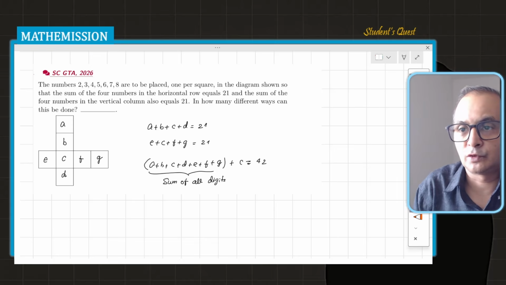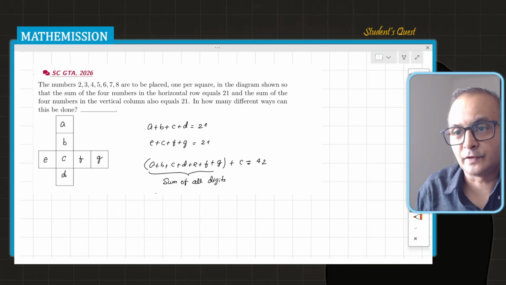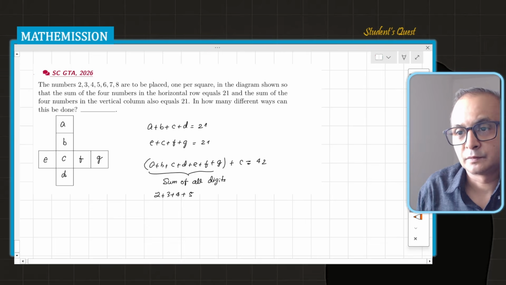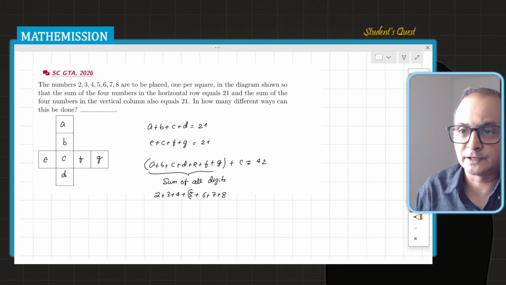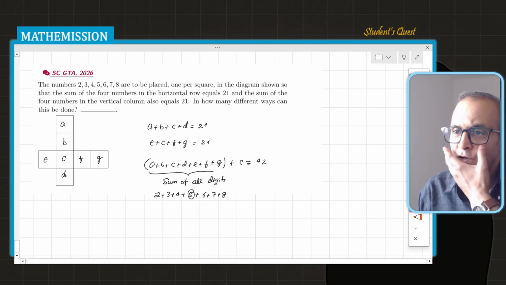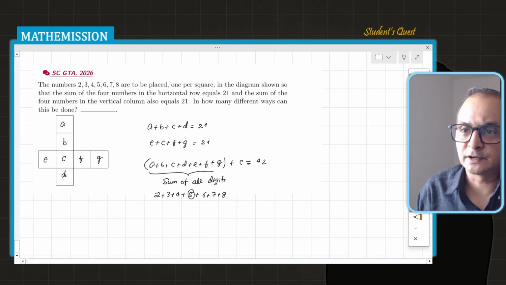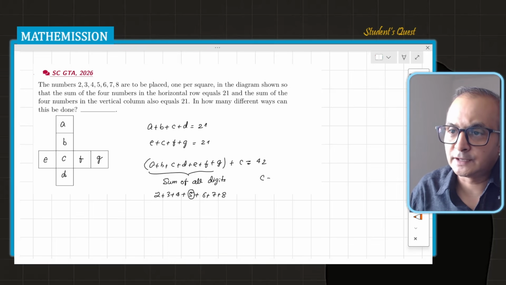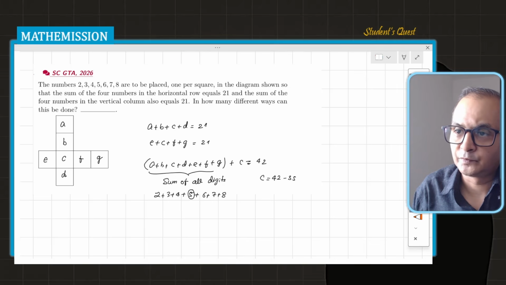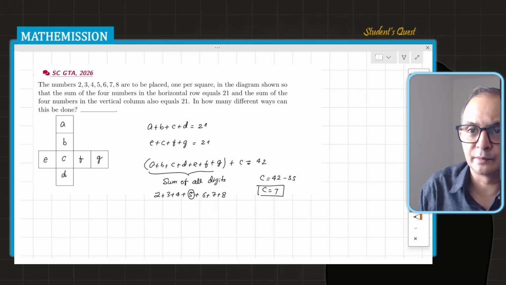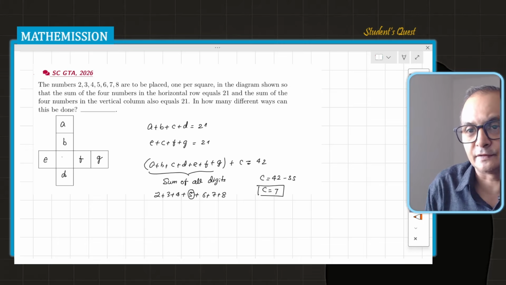So if you add them all, what do we get? 2 plus 3 plus 4 plus 5 plus 6 plus 7 plus 8. So 7 digits, so 5 7s are 35 because they are symmetrical. So that sum is 35. So C is equal to 42 minus 35. Therefore C must be 7. So when the central number is identified, that is 7, I can fill this with 7.